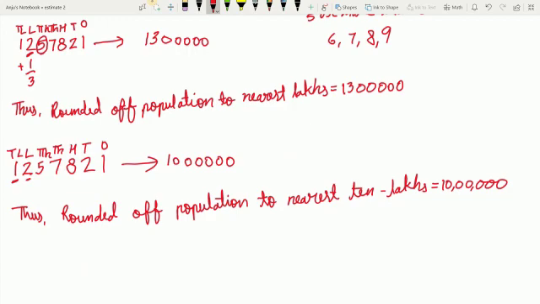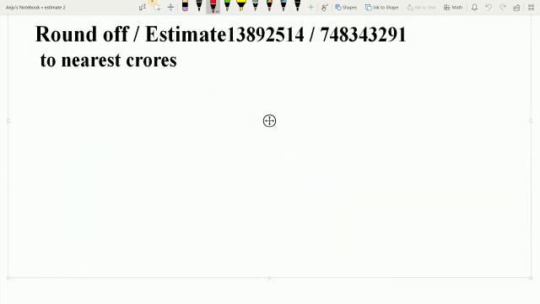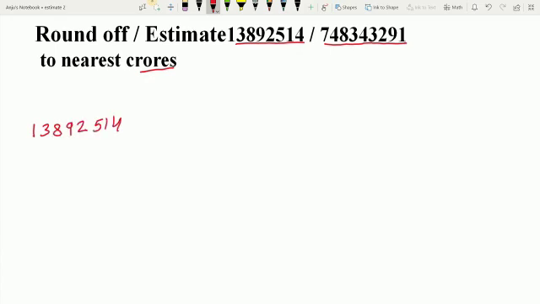Now let us take one more example. Round off 1 crore 38 lakhs 92,514 and 74 crore 83 lakhs 43,291 to nearest crores. So student, firstly we round 1 crore 38 lakhs 92,514 to nearest crore. So first we write the places on the top.